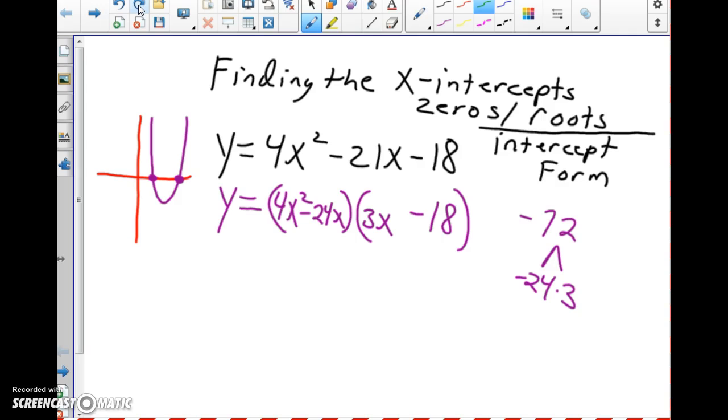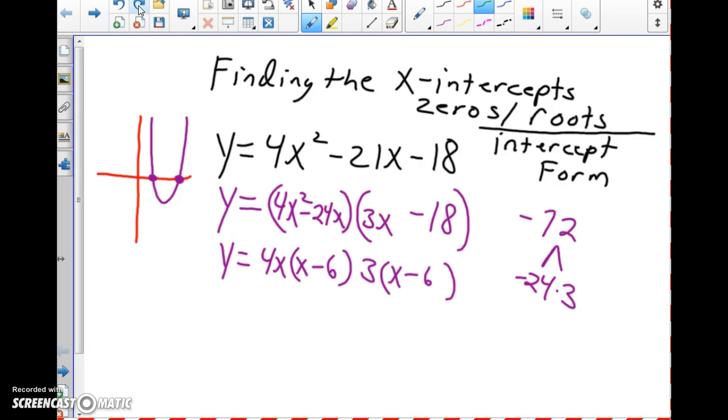Now tell me this: what's the common factor on the first one? 4x. Okay, let's take 4x out. What am I left with? X minus 6. You see how easy it is? What's the common factor on the second one? 3. What's left over? X minus 6. You guys all understand this, okay?